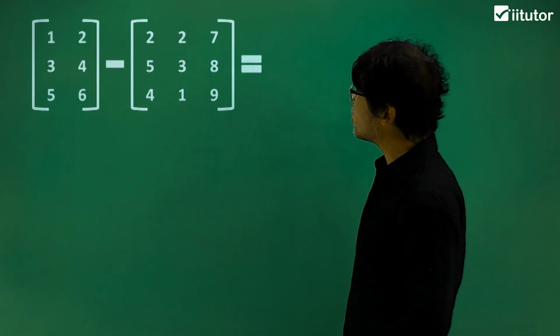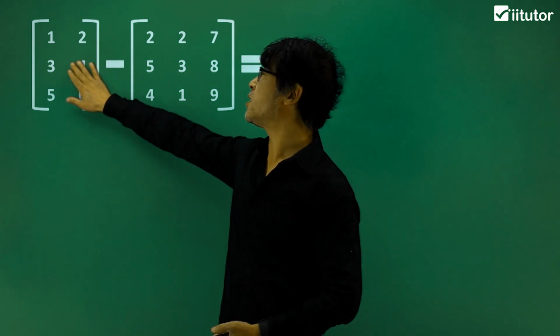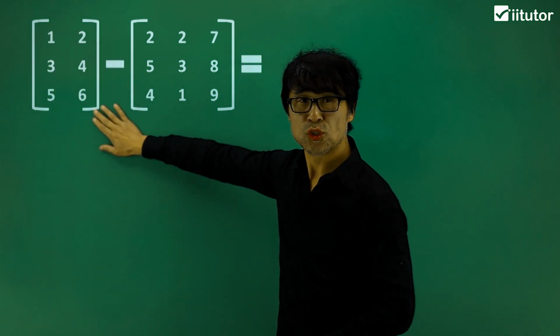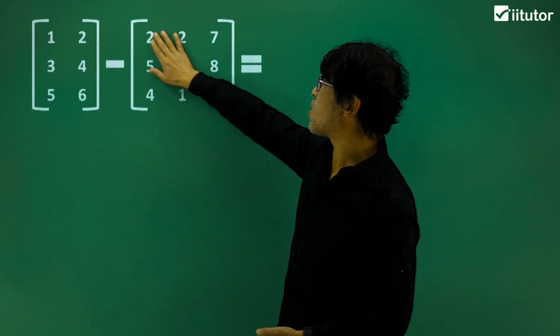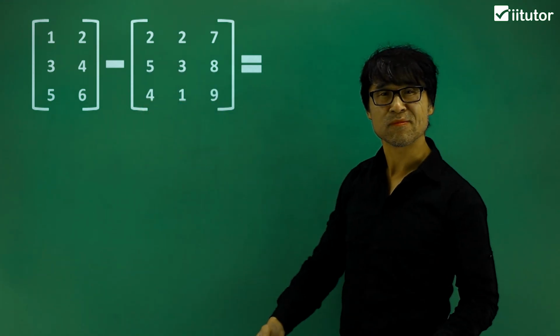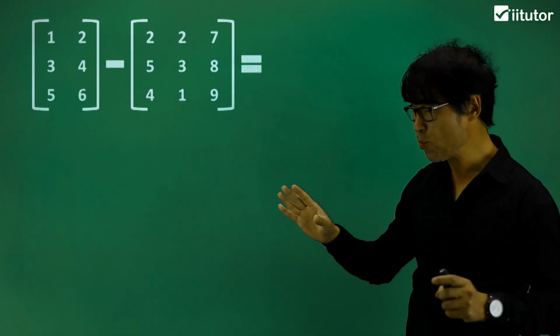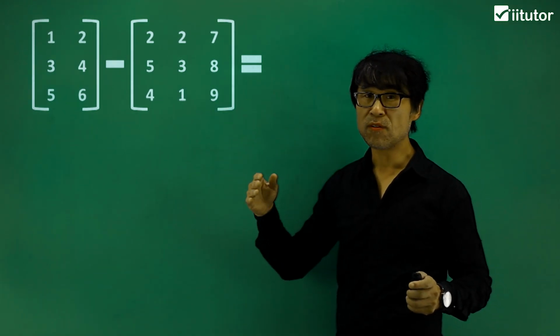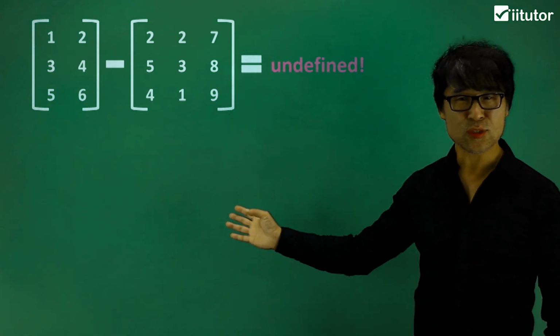Okay, and then we can have a look at another example. Say the first matrix is of size 3 by 2. The second matrix is 3 by 3. We can't do it because they are not the same size. Therefore, how do you answer? You can say just undefined, or I can't do it.